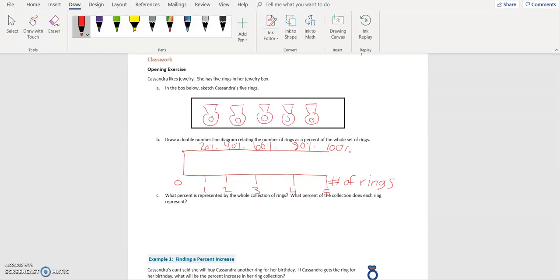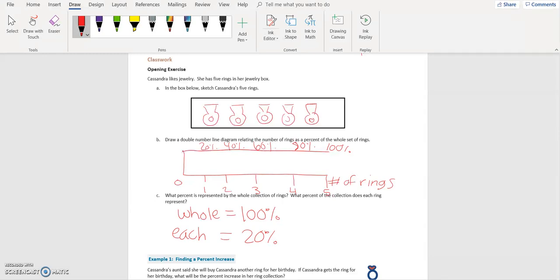So what percent is represented by the whole collection of rings? The whole collection is 100%. What percent of the rings does each ring represent? Each ring is 20%. The first ring was 20%, and with the second ring you had 20% more, third ring 20% more, fourth ring 20% more, fifth ring 20% more, which gave us our full 100%.